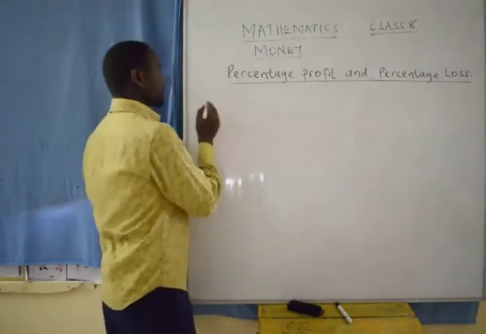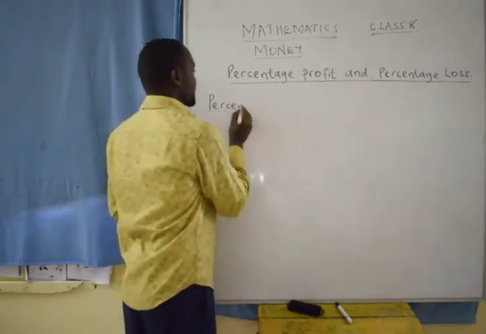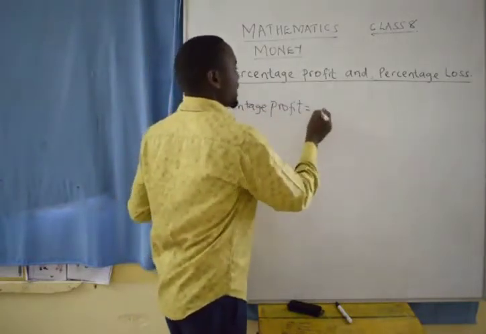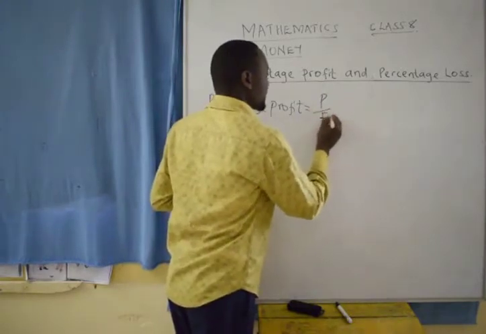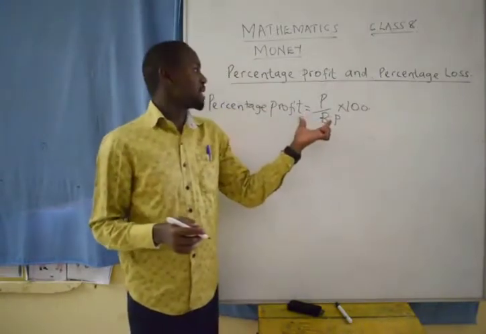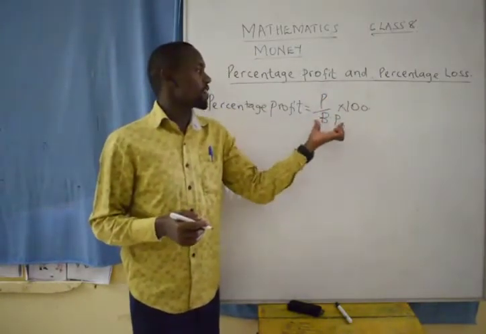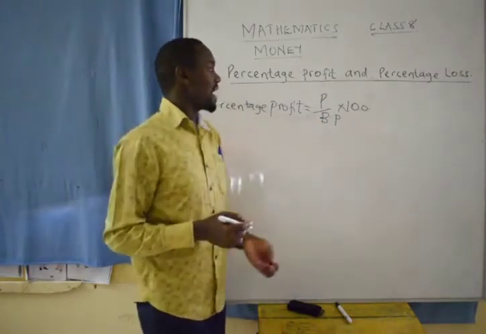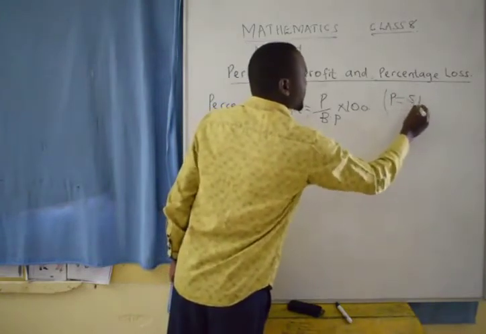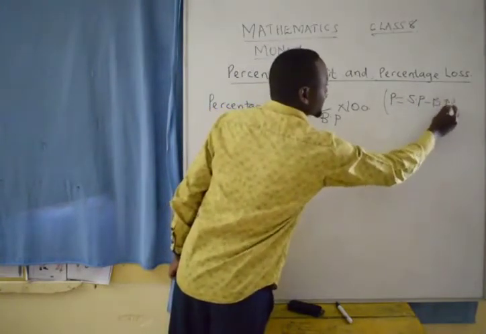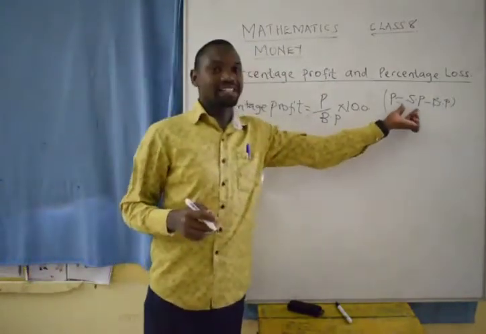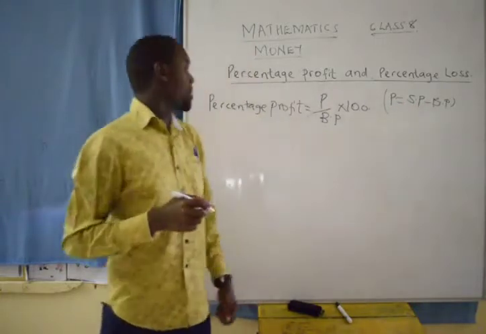Percentage profit is given by the profit over the buying price times 100. That is how we get the percentage profit. Get the profit over the buying price, then you multiply by 100, whereby profit is given by the selling price minus the buying price, because the selling price is higher than the buying price.